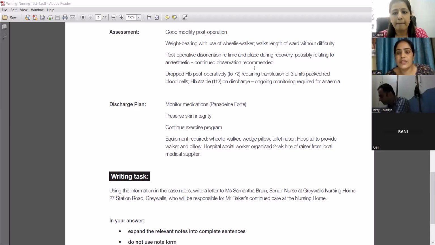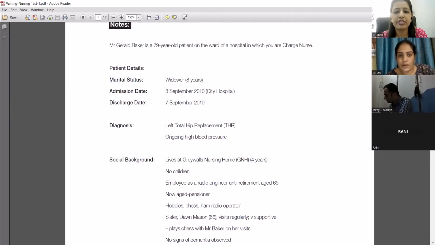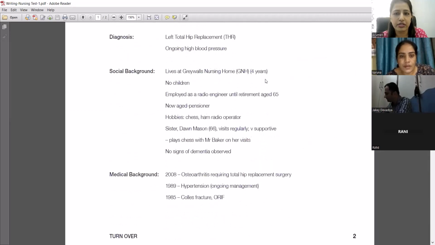Okay, ma'am. So in this case, there is no need to include the past medical history because they know the condition, isn't it, ma'am? Yes. Because here it says that the patient has been with them for 4 years already. So definitely they are aware, and there is no need to write any of the medications and past history. Yes, it is not necessary.